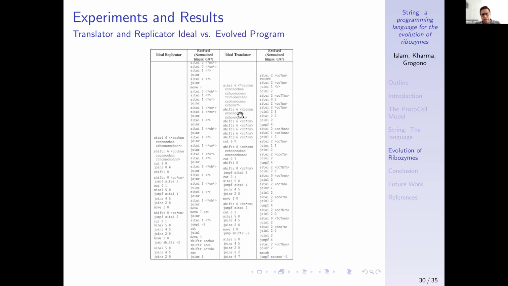So these are the actual programs. The ideal replicator looks like this, and the evolved one, which could not reach the ideal fitness, but went pretty close, up to 97%. And the translator over here on the right. I know it's not very visible, but it's there in the paper, for detailed study.